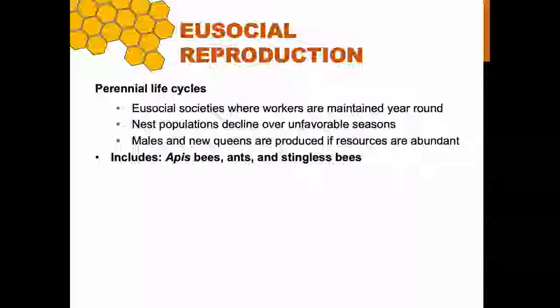Similarly, instead of producing males and new queens at a specific time of year, say fall, so that you can have fertilized queens in the winter, instead, they produce new queens and males during seasons when resources are most abundant. So when there's lots of resources available, the hive reasons, we can afford to produce a whole bunch of extra people, a whole bunch of extra bees. We can afford to lose some of the hive to a big split. So let's invest in that right now. And this is what we see with Apis, with the ants, with the other stingless bees.